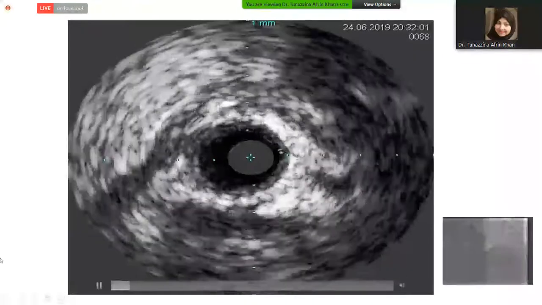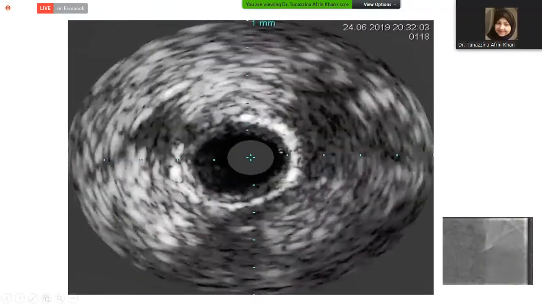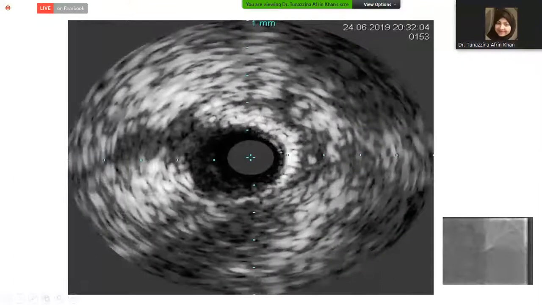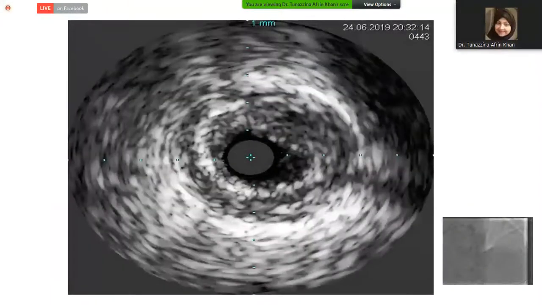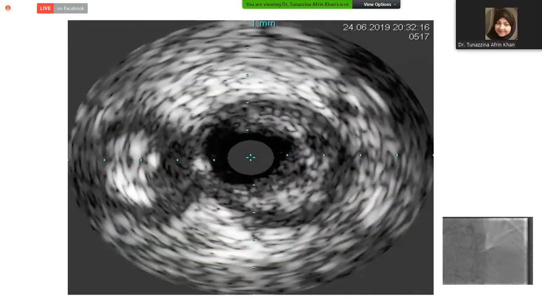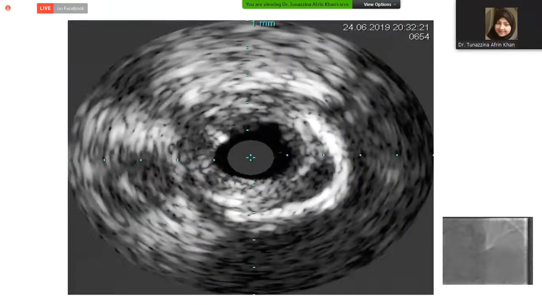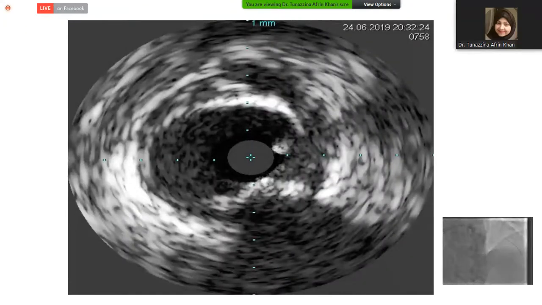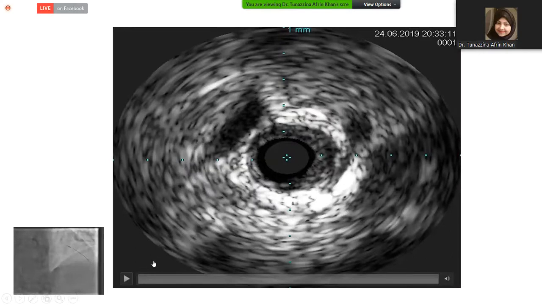This is the IVUS, distal LAD. This is the plaque from the distal LAD. We can see the circumferential plaque here. Then this is the proximal part of the LAD. And this is the left main. And we did the IVUS in the diagonal too.